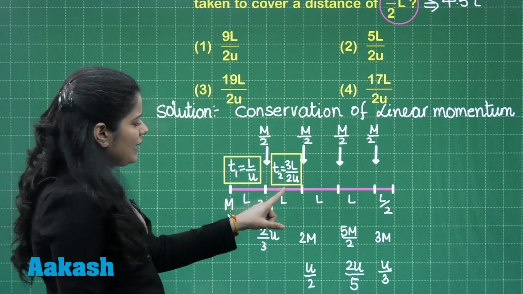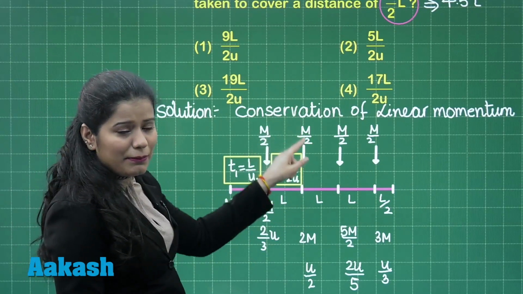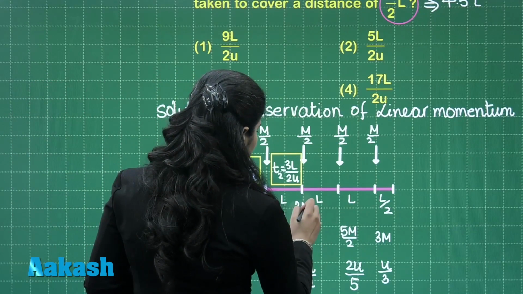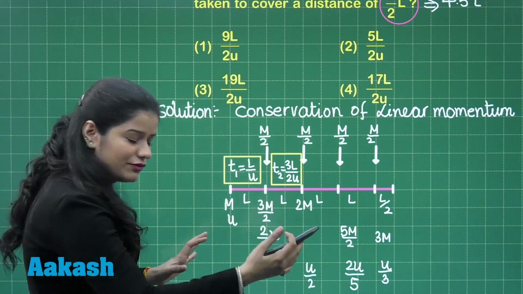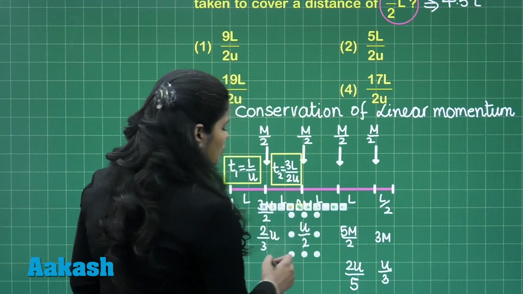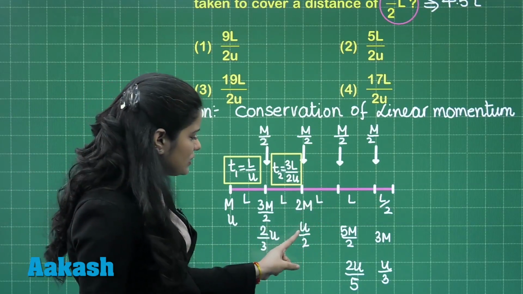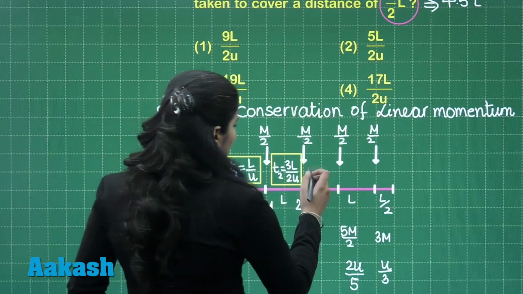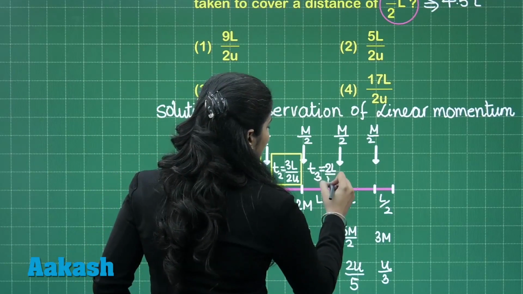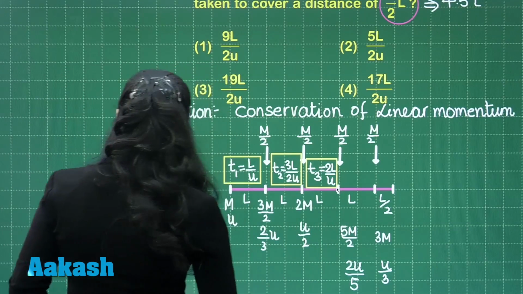Now again, after length L there will be this mass m by 2 added to the cart. So the total mass will be 2m, and again by using the law of conservation of linear momentum, the velocity will come out to be u by 2. So this length L will be travelled by the cart with velocity u by 2. I can write the time taken, T3, which will be equal to 2L by u. Let me put it into the box as well.